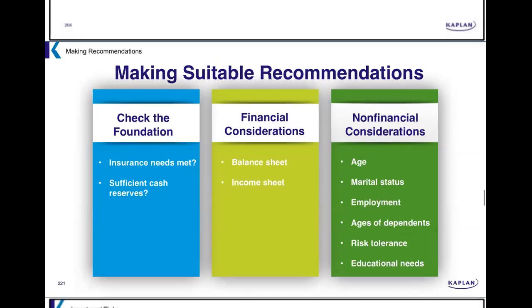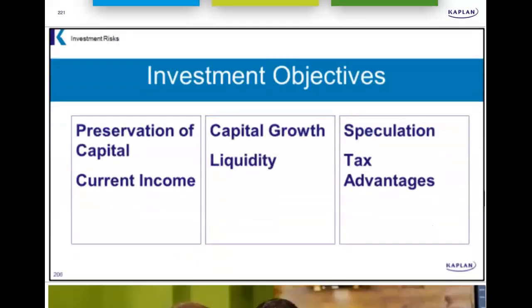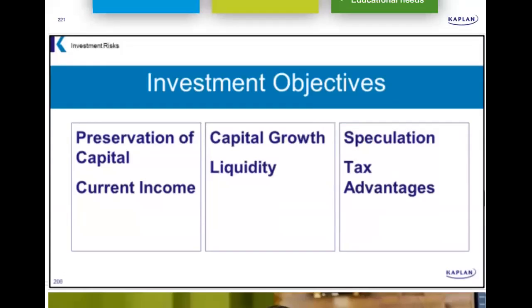Now, to finish up this unit, I do want to cover what the objectives are, as well as something called Reg BI. Investment objectives, pretty simple stuff. If we want to preserve our capital, we want to make sure we have safety. If we want a current income, this is going to point towards bonds. Capital growth, this would have to do with stocks.